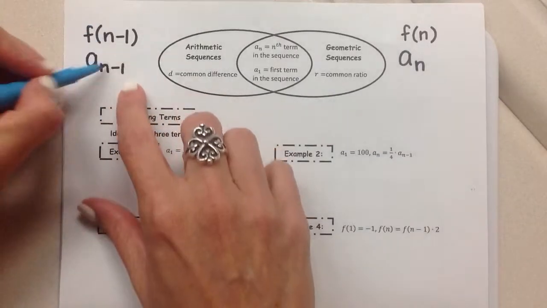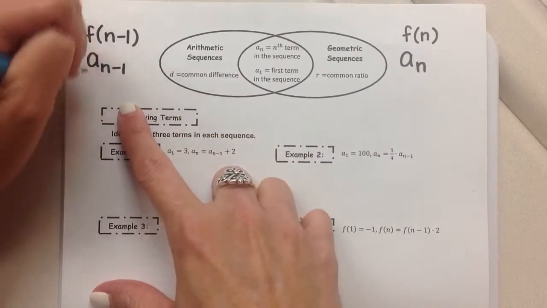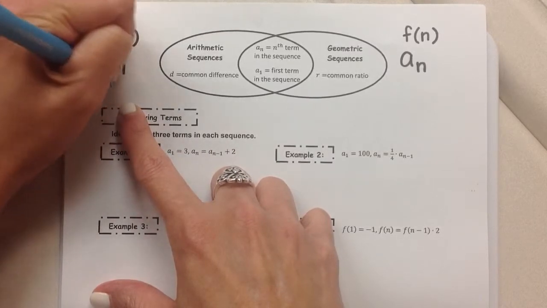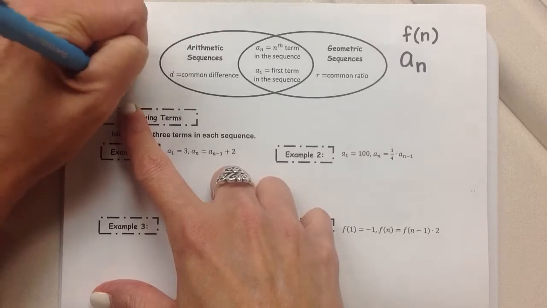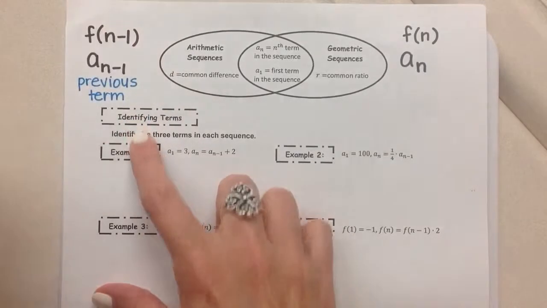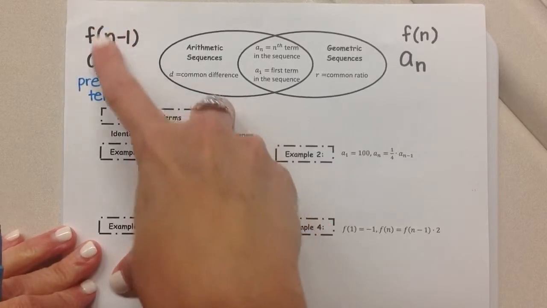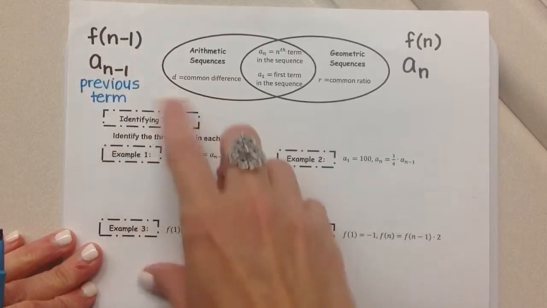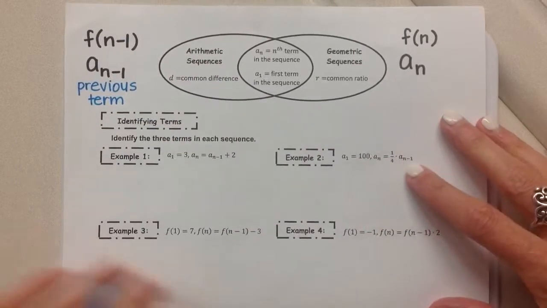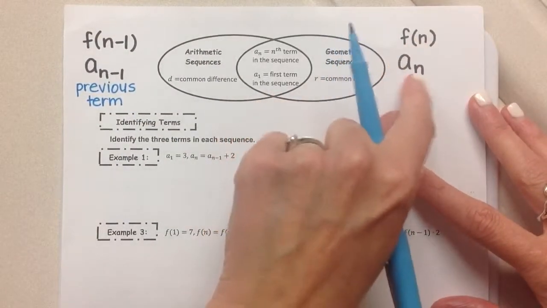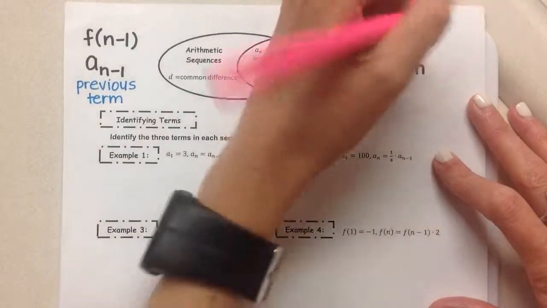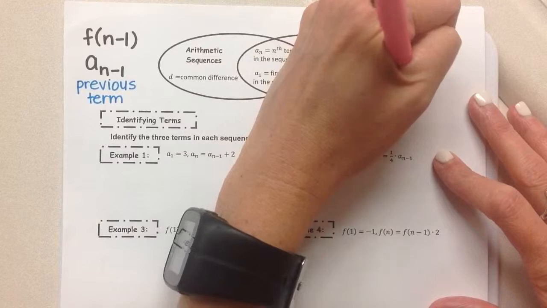So here is some notation that represents the previous term, okay? You could see f of n minus 1, or you could see a sub n minus 1. So I want you to know, anytime you see the n minus 1, that whole term is telling you, hey, look at the number before it in the list. If you see f of n, it's just like seeing a sub n, which is telling you the next term.